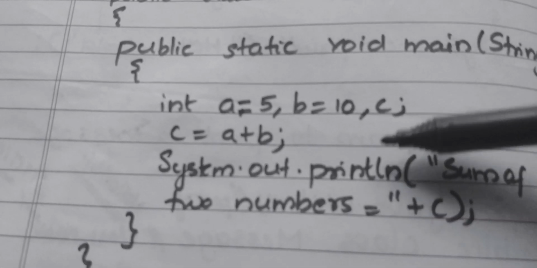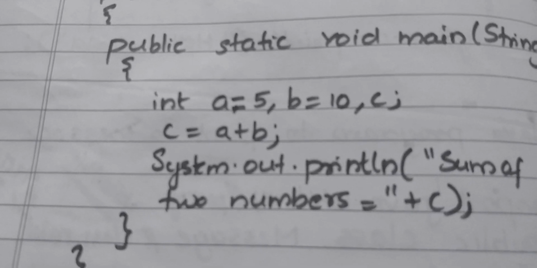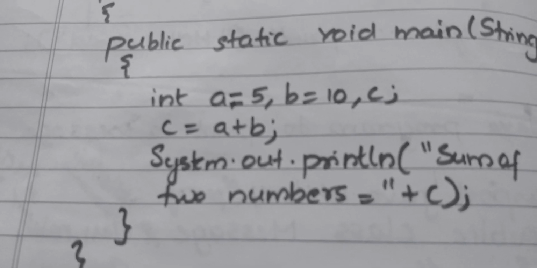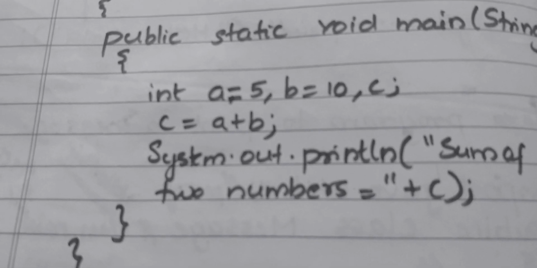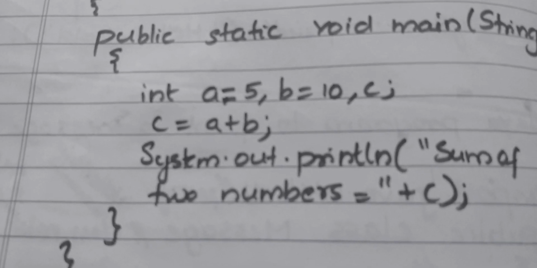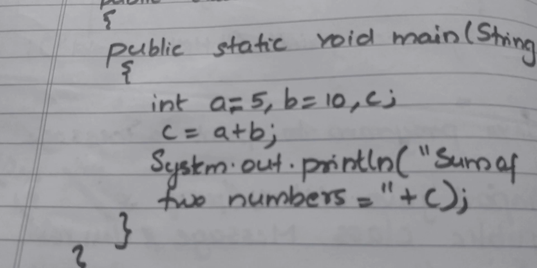So the next variable is c. What are we using c for? For finding the net result, isn't it? For that we require a variable. For storing the result, we also require a variable, a memory location.